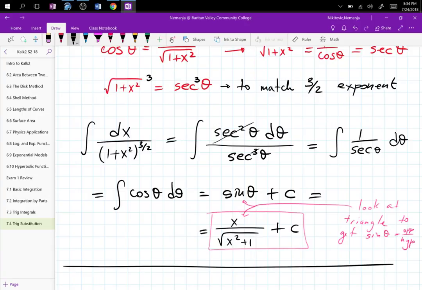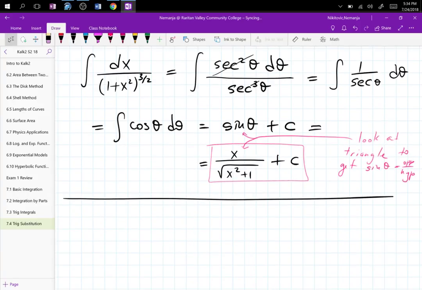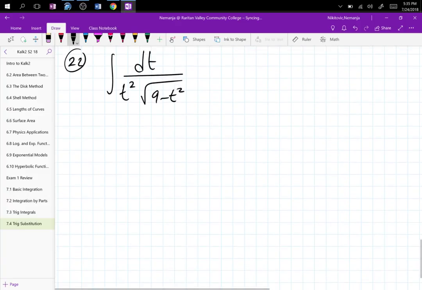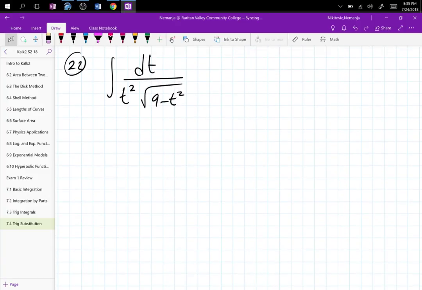22? Yeah, why not? 22 looks awesome. It looks terrifying, because it is. The integral of dt divided by t squared times the square root of 9 minus t squared. You can change all of these t's into x's if you really want to.